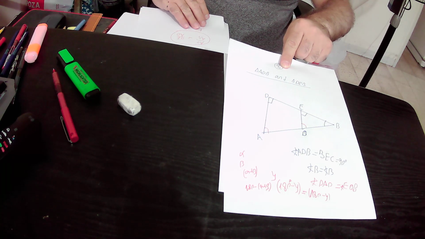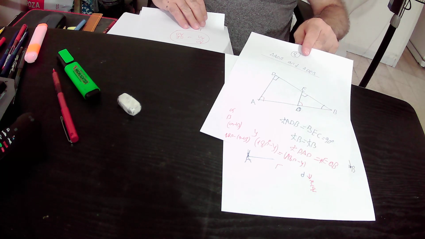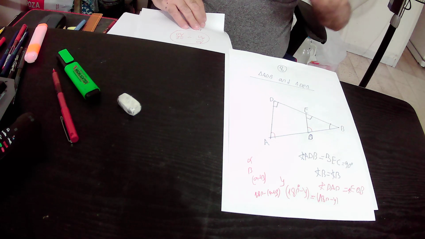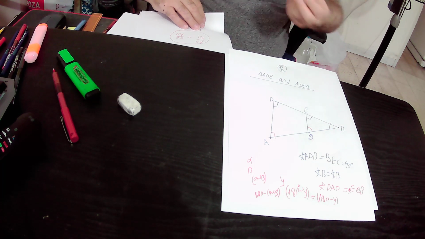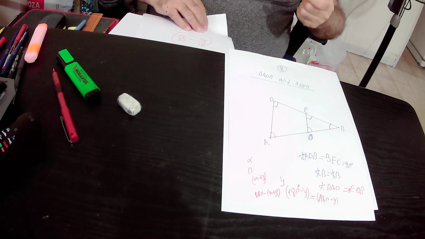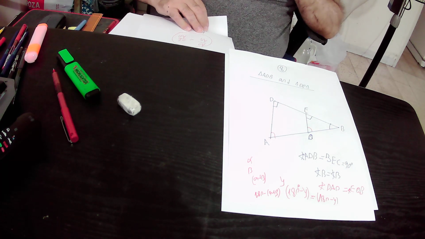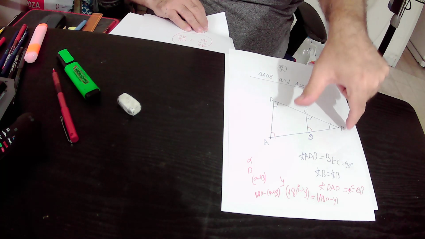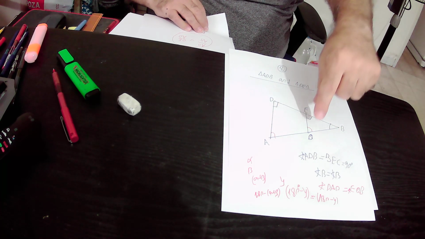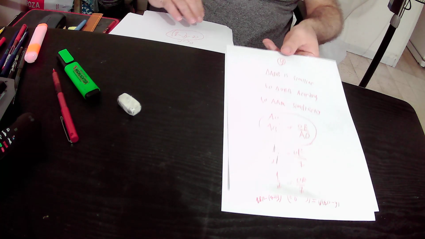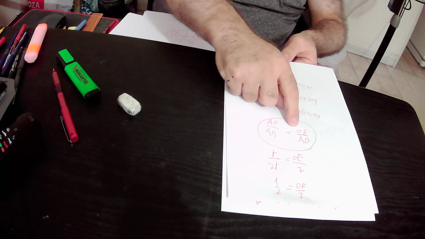Okay, according to angle similarity, they have a special relationship between their sides because they are similar to each other. According to the rule, AO over AB will be equal to OE over AD. Again, AO over AB will be equal to OE over AD.